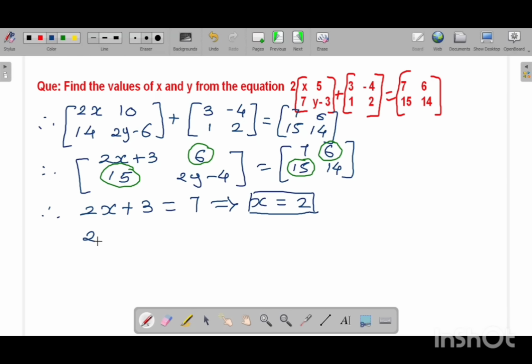And similarly, 2y minus 4 is equal to 14. So this minus 4 will shift to the right hand side and become plus 4, and hence you have 2y is equal to 18, and that's why y is equal to 9. Very easy and simple type of sums where you can score your marks easily. So this is your answer. Let's go to the next.